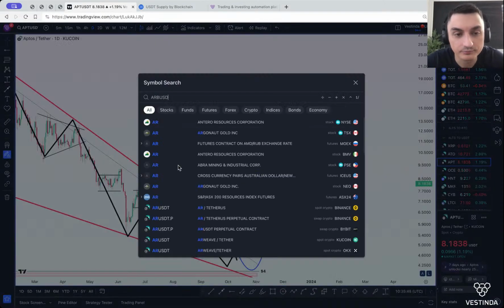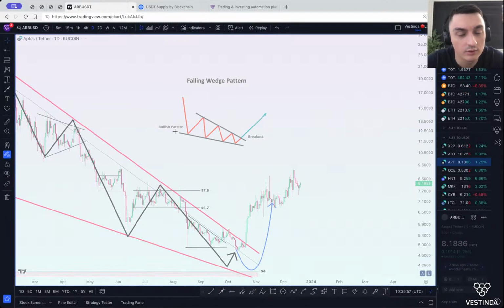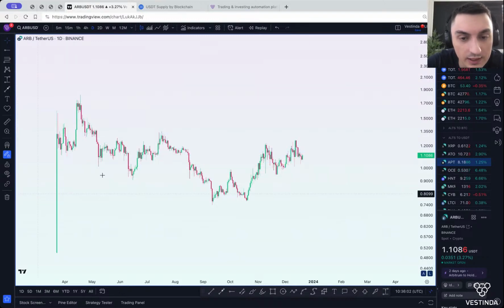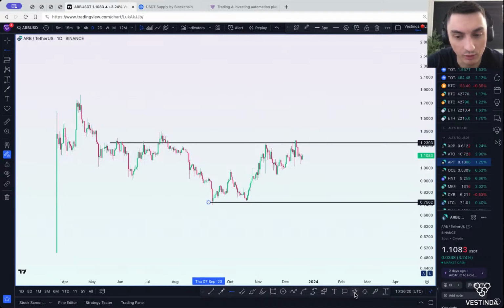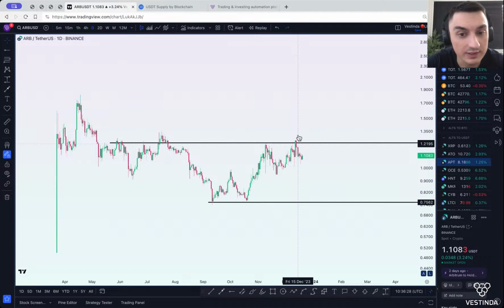ARB USDT. Let's go on Binance. What do we have here? Okay, let's remove all of that. So ARB is basically in some kind of sideways. If you saw, many altcoins made really big moves in the same period. However, ARB made just a kind of shy move, from 0.7 to 1.2, so it's about 57-60% profits.